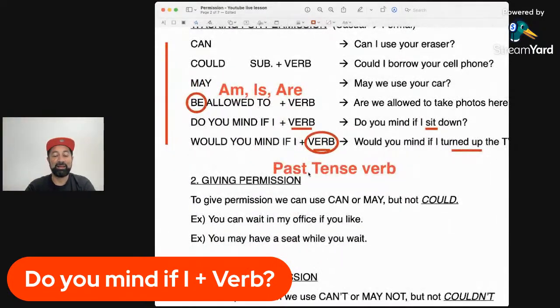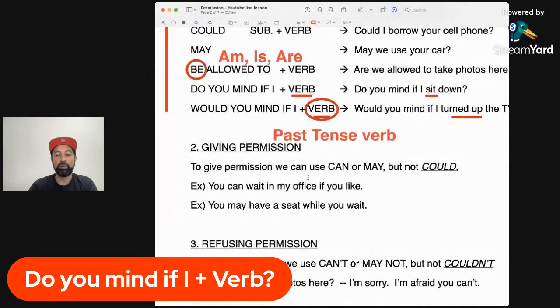But let's go over one more point. When we give permission, if I want to do something, somebody asks me, "Can I borrow a pencil?" My answer would be, "Yes, you can" or "No, you can't." Now, if we use the question, "Could I borrow a pencil?" my answer must be, "Yes, you can."